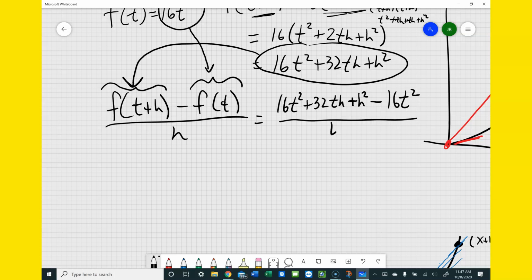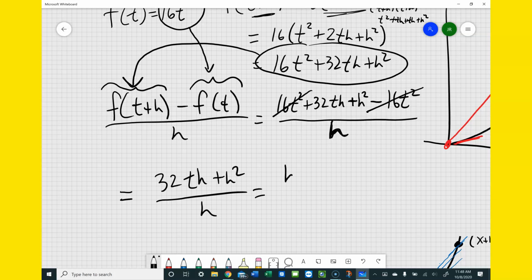All over h. Now, do you see something that can simplify on the top? 16t squared and negative 16t squared cancel each other out. So we get 32th plus 16h squared, over h. Do you see anything else that can simplify? Every term has an h in it. So I'm going to factor out an h on top, which gives me h times (32t plus 16h).